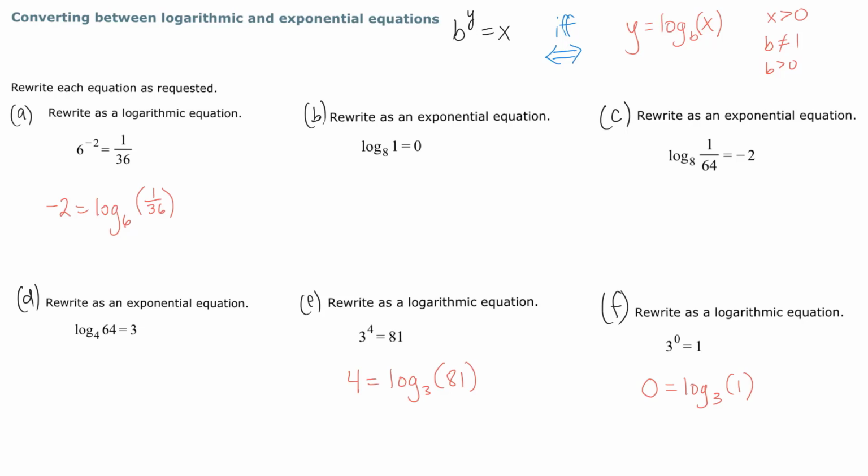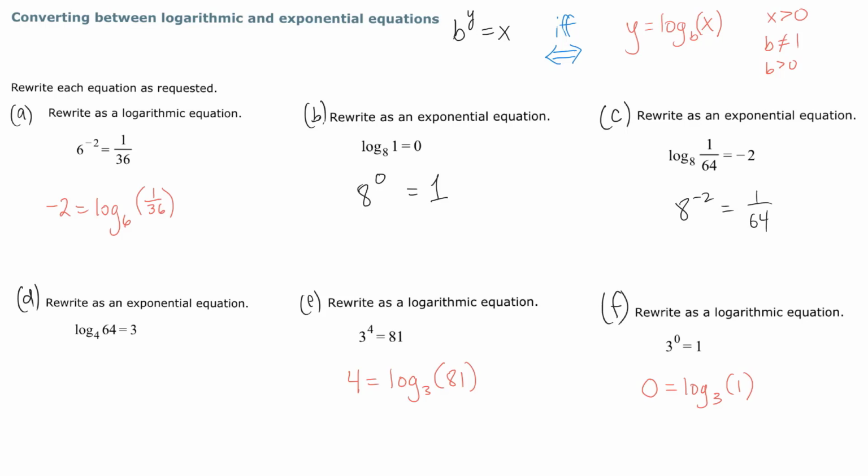Let's go from log equation to exponential equation. We start with a base this time. 8 to the 0 power is going to get you 1. For part C, 8 to the negative 2 power gets you 1 over 64. Notice these are true equations that you're familiar with.